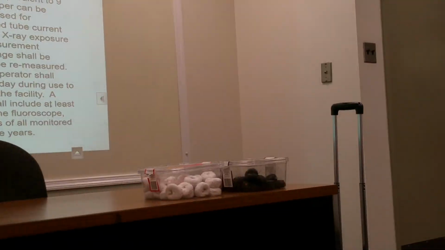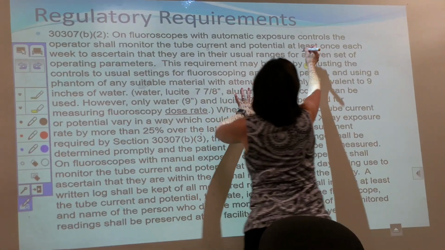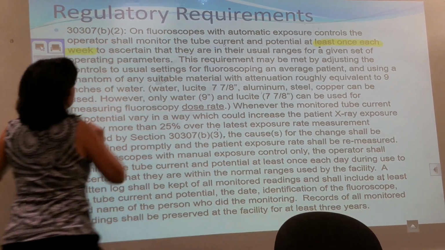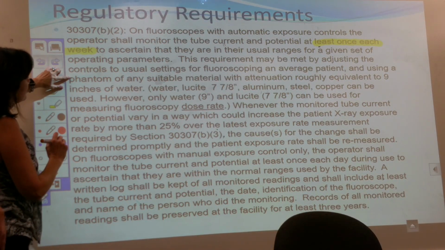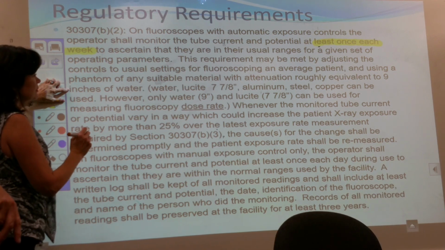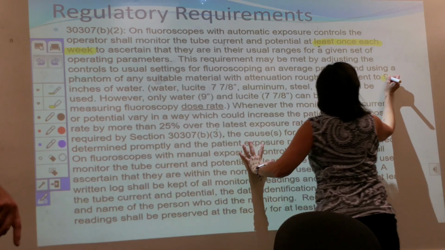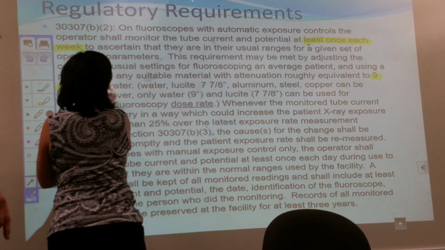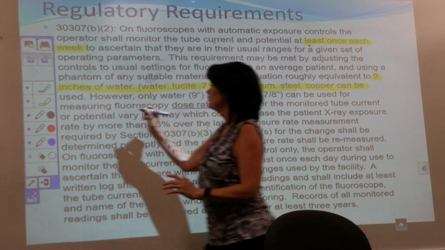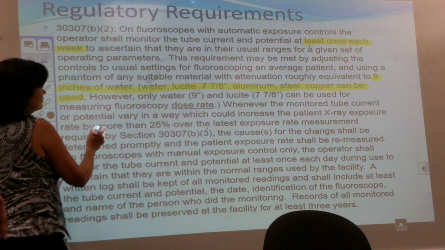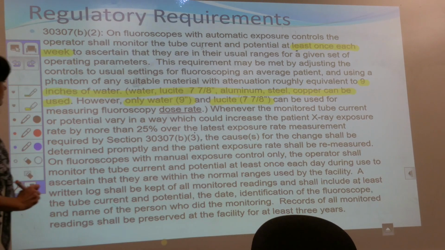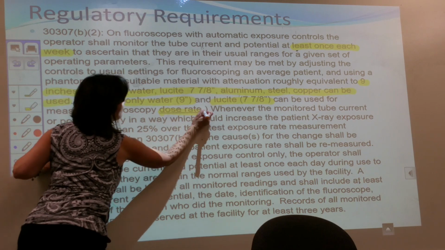So that could be done by setting the controls to usual settings for fluoroscoping an average patient and using a phantom of any suitable material with attenuation roughly equivalent to 9 inches of water or 7 7/8 inches of lucite. An appropriate aluminum, steel, or copper phantom can be used. However, only 9 inches of water or 7 7/8 inches of lucite can be used for measuring fluoroscopy dose rate.